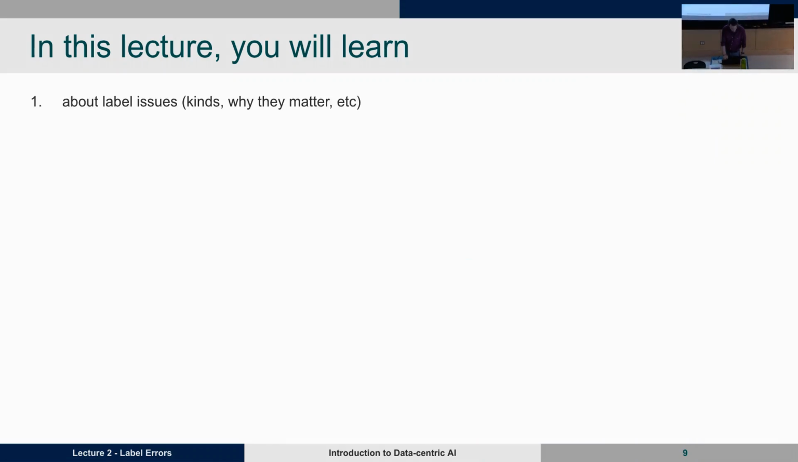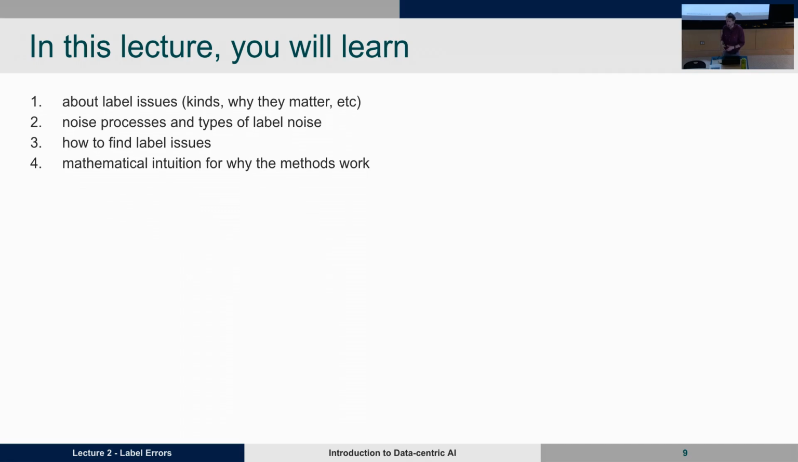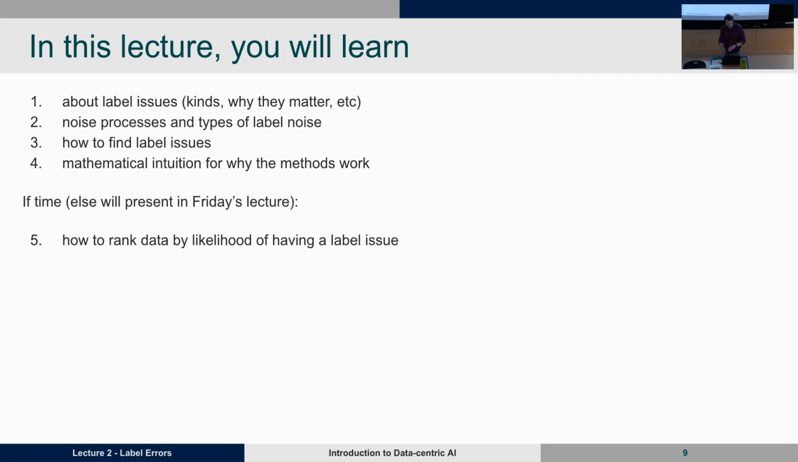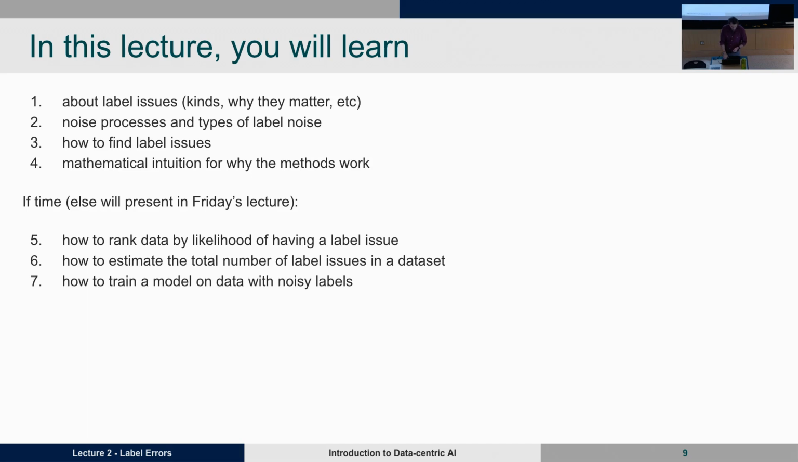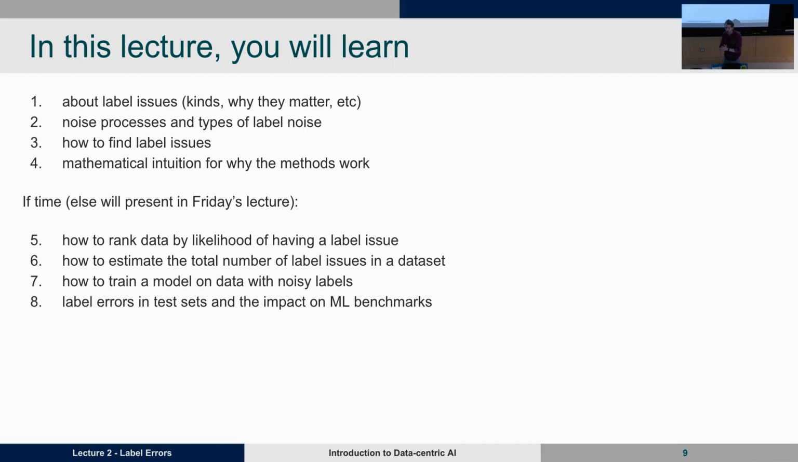Okay. So what are we going to do? We're going to learn about different kinds of label issues, why they matter, noise processes, and how to find the issues, and then mathematical intuition for why these methods work. And then if we have time, we'll go deeper into some algorithms and how you can rank data, how to estimate the total number of label issues, and then how to train the final model, and then the impacts on ML benchmarks. So these will be sort of stretch goals, and if we don't get to them, we'll go over them briefly on Friday before doing some other stuff.